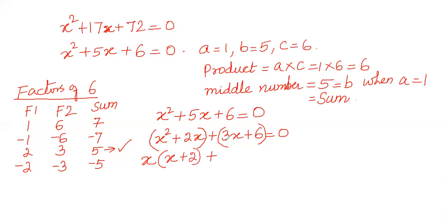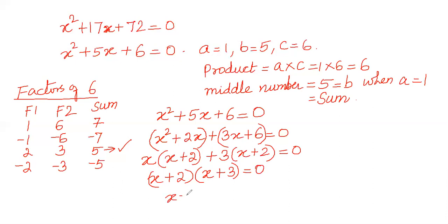Plus, for the second split, you take 3 as common, so 3 times x plus 2. So what is common in both? x plus 2 is common, right? So you take x plus 2 as common, and inside you will have x plus 3, equal to 0. Now you have either x plus 2 equal to 0 or x plus 3 equal to 0. So you can solve using linear equations. You get x equal to negative 2 or x equal to negative 3.